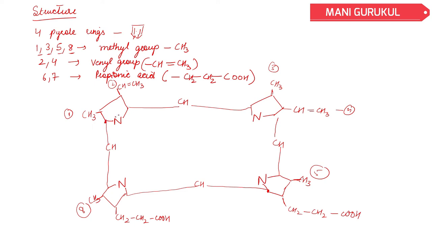CH. We have attached this with these bonds like this. Okay, we have attached. These rings are joined together. Now what we will do? We will add one bond, then leave one bond again like this.